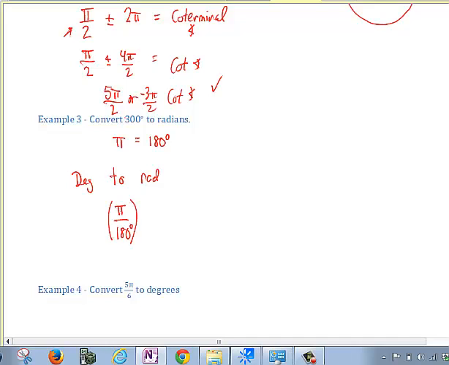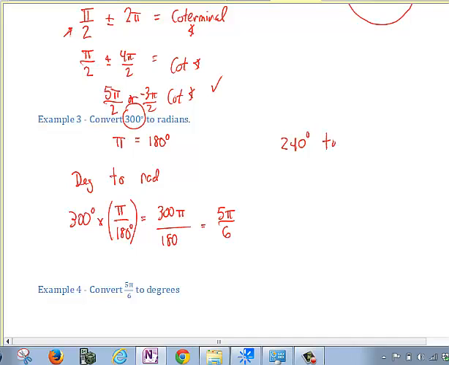So if you're going to convert 300 degrees to radians, you would set up your equation like this, where you take 300 and multiply it by pi over 180, and then you would have to simplify. So again, the common factor would be 60. So I would divide 60 out of both top and bottom, and I would end up having 5 pi over 6.